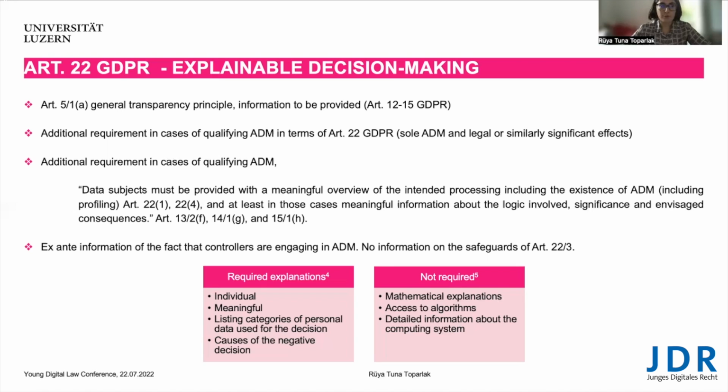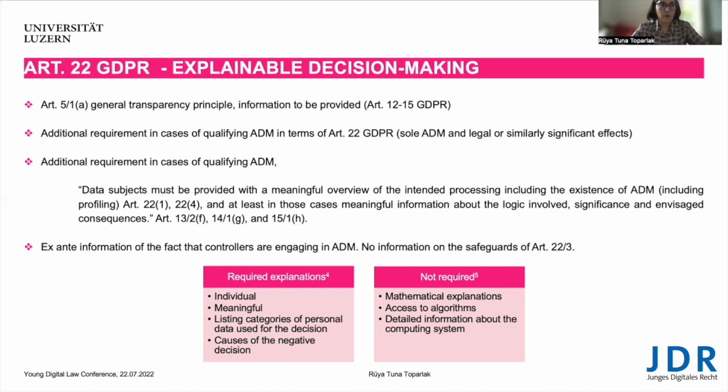And the goal of this in terms of transparency is providing ex-ante information of the fact that controllers are engaging in ADM. And it doesn't necessitate giving out information about the safeguards against ADM or information that would be particularly useful to exercise the data subject's rights. So in short, this is as far as the legally binding nature of explanations go under the GDPR. But in practice, some enforcers are applying these rules to cover additional information than the mere existence of profiling or the automated decision-making.